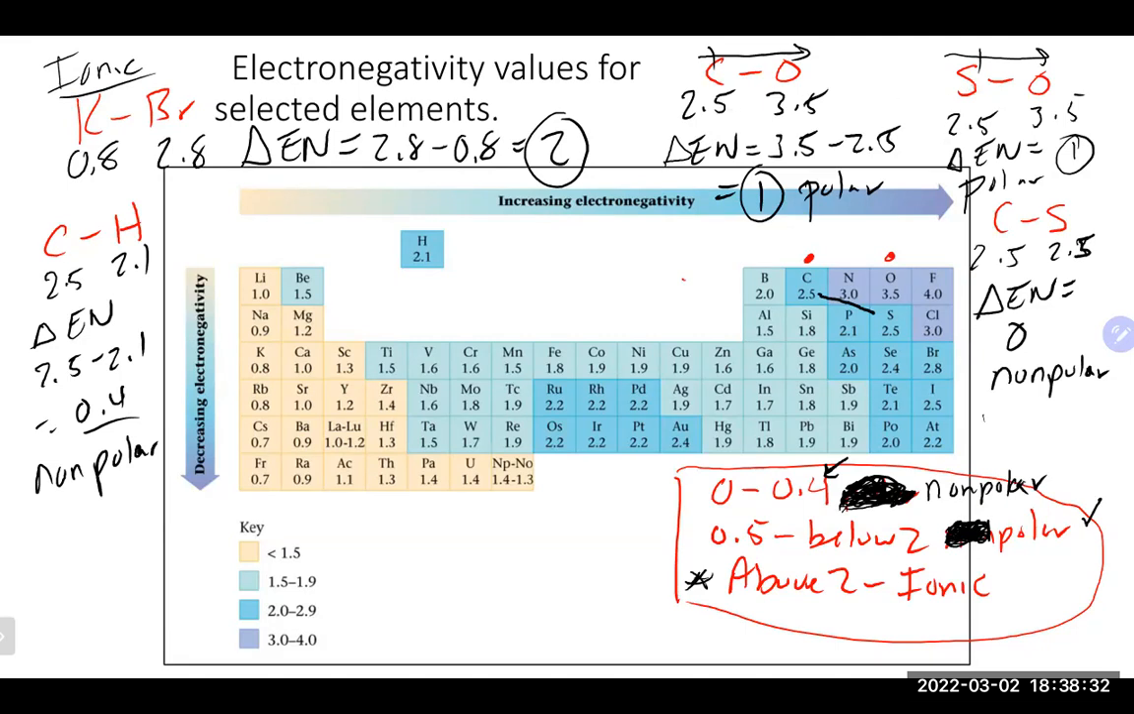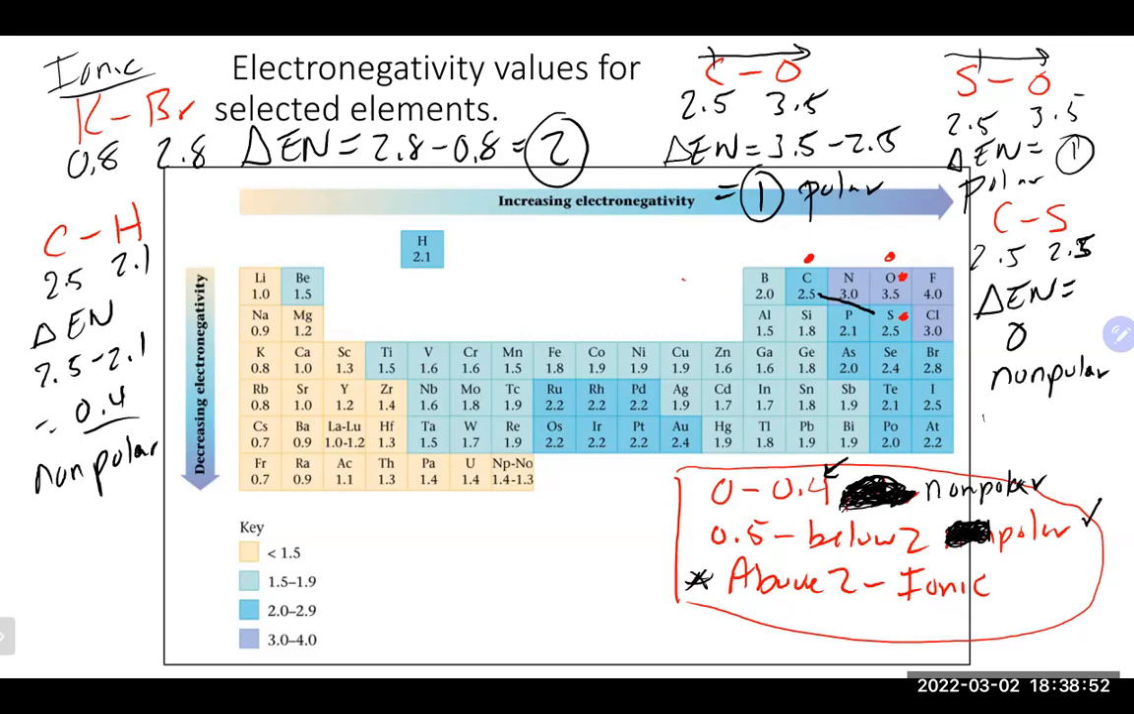If you look at sulfur and oxygen, sulfur is here, oxygen is here. They're in the same group on the periodic table. Electronegativity increases as you go up a group, which means you can make a pretty safe bet that oxygen should be more electronegative than sulfur. And you can also make a pretty safe bet that it is going to be a polar bond.